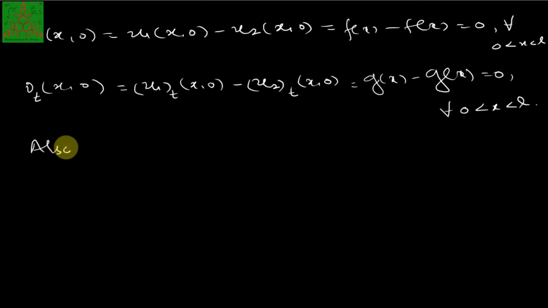Also, let us check what boundary conditions we have. That means v of 0, t is u1 of 0, t minus u2 of 0, t.